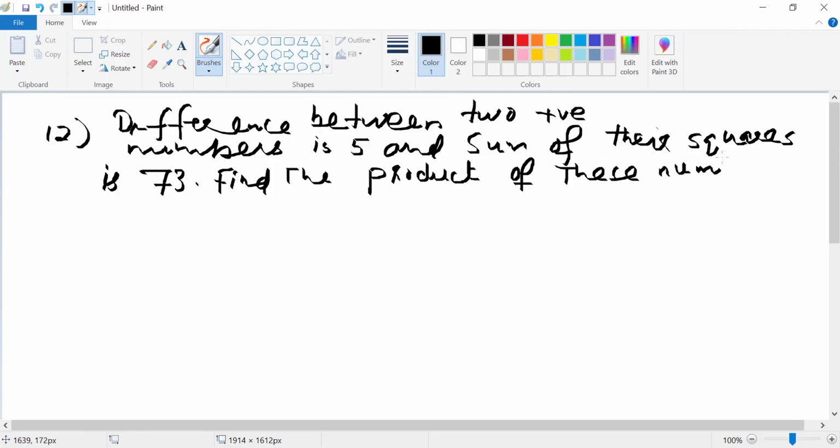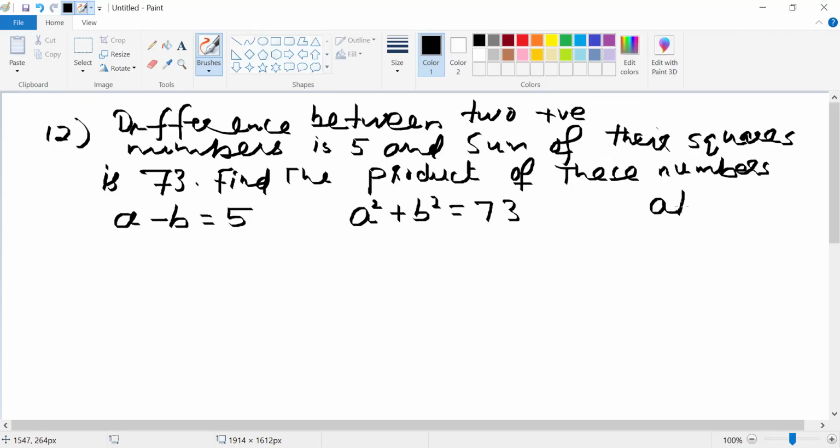So let the numbers be A and B. Let us consider A is greater than B. So A minus B is equal to 5. Then the sum of squares, that means A square plus B square is equal to 73. And we have to find the product AB.